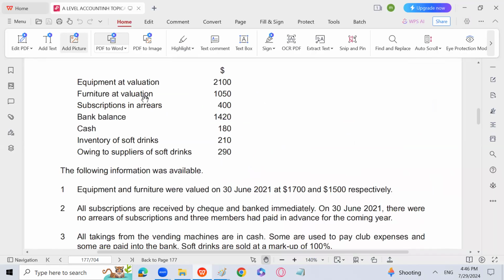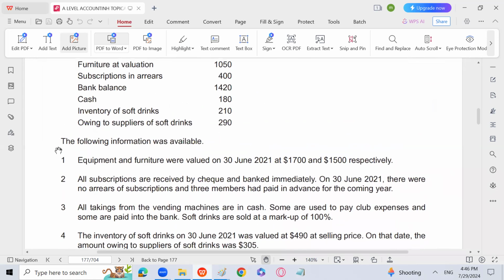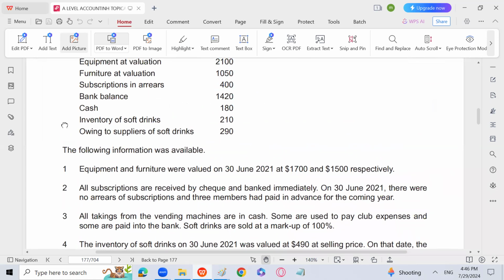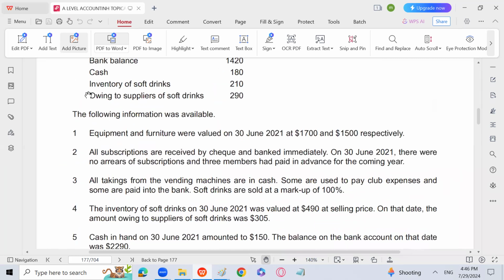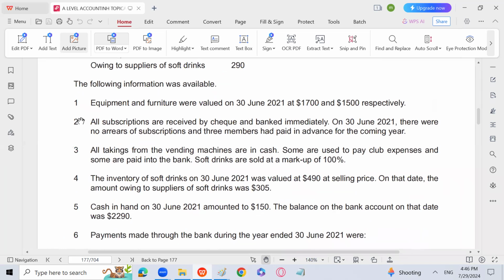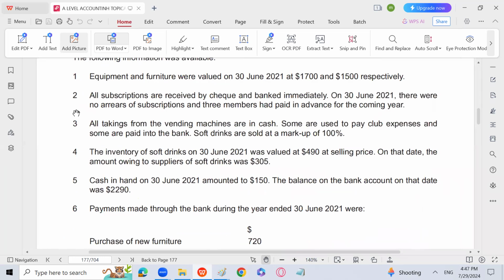Equipment at valuation is given 2,100 and equipment at the end is given 1,700. If only these two things have been given, we can easily find out 2,100 minus 1,700, 400 is the depreciation. But in this case, let's see if we have purchased any new equipment, that will also come in the, some are used to pay club expenses.